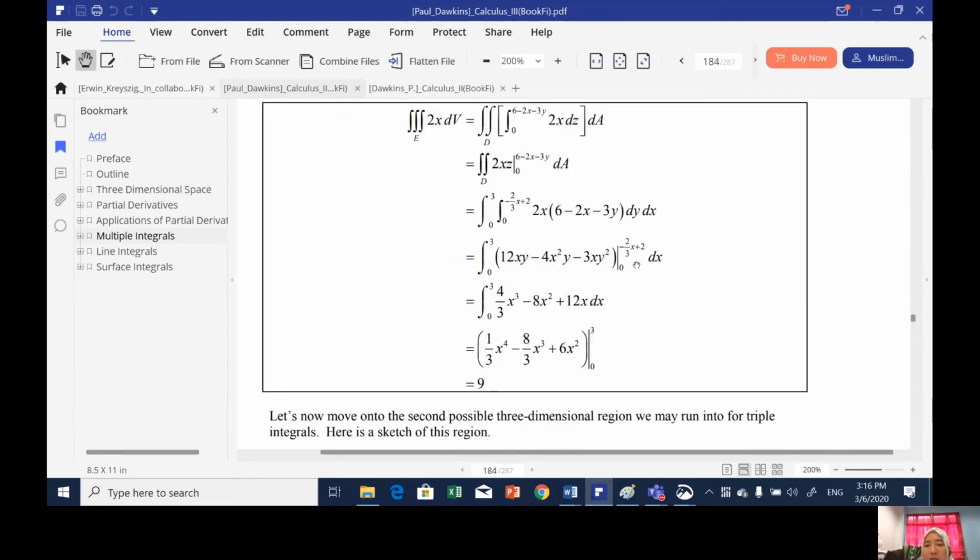After that, perform direct integration between dz, and then dy dx, and you will get the answer 9. If we change this into dx dy, you must also get the value of 9. So you can verify the methods later on.